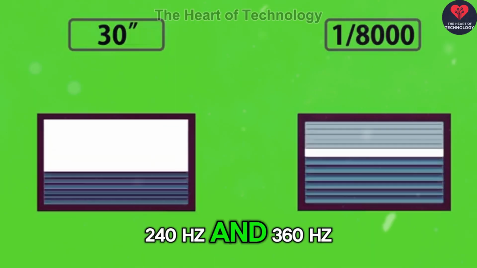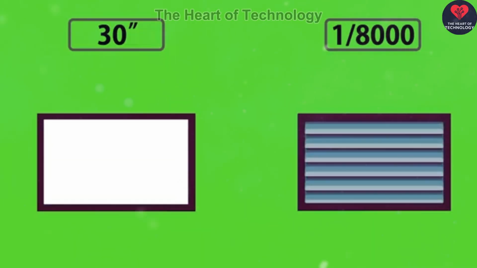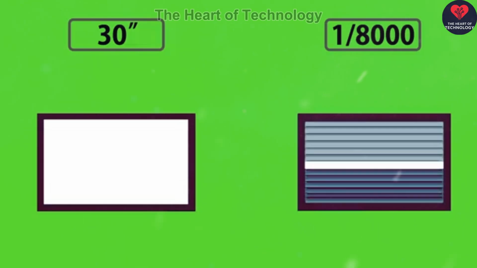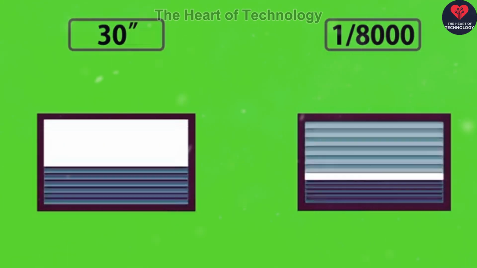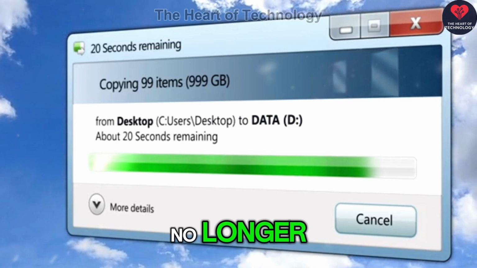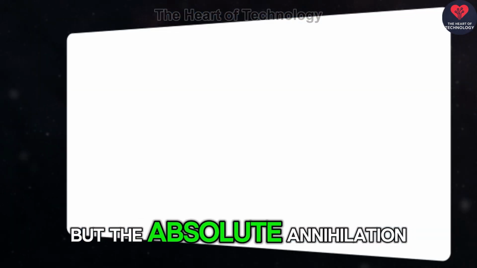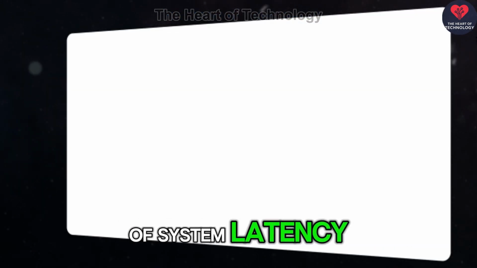The visual difference between 240 Hz and 360 Hz is incredibly subtle, and the jump to 480 Hz is even more so. The primary goal here is no longer visual fidelity, but the absolute annihilation of system latency.